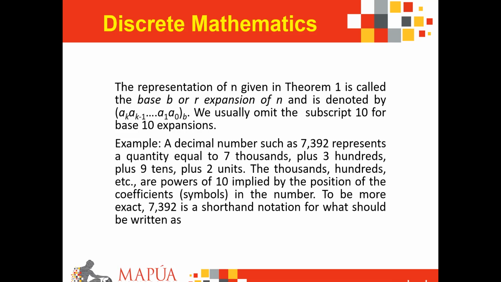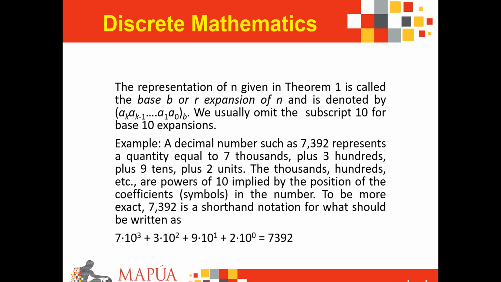Hence, a quantity like 7,392 is basically broken down to 7 multiplied by thousands, therefore you end up with 7,000, plus 3 multiplied by hundreds, therefore 300, plus 9 multiplied by tens, therefore 90, plus 2 multiplied by 1, therefore you end up with 2. The same concept is then applied for any base n notation in order to determine its value in decimal number.